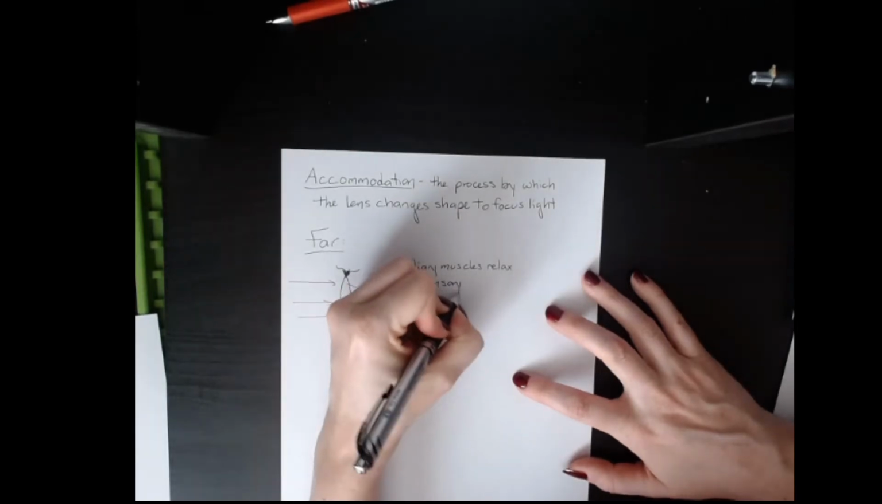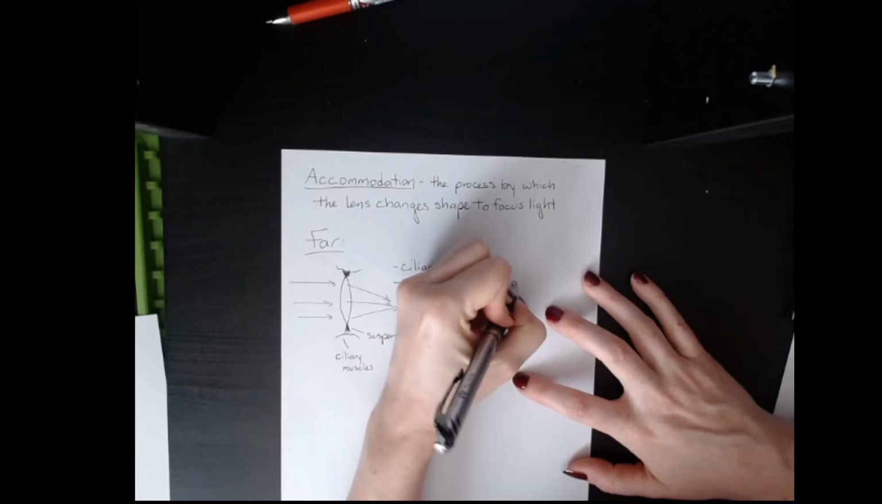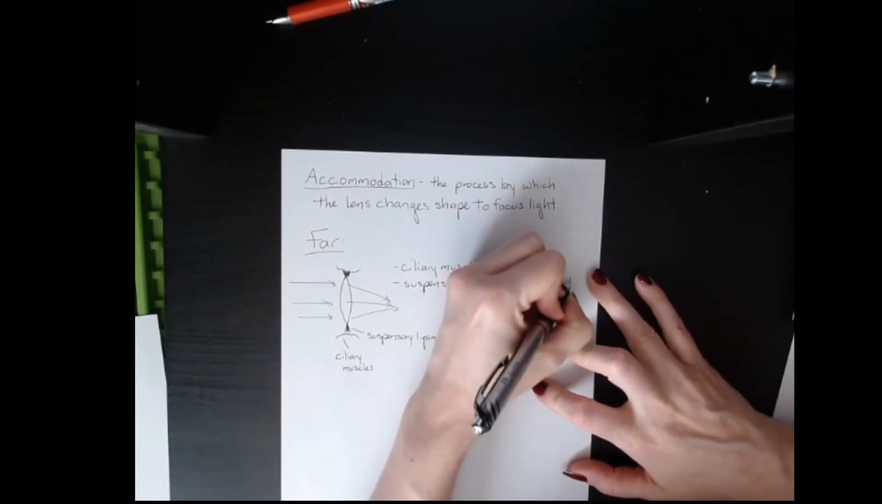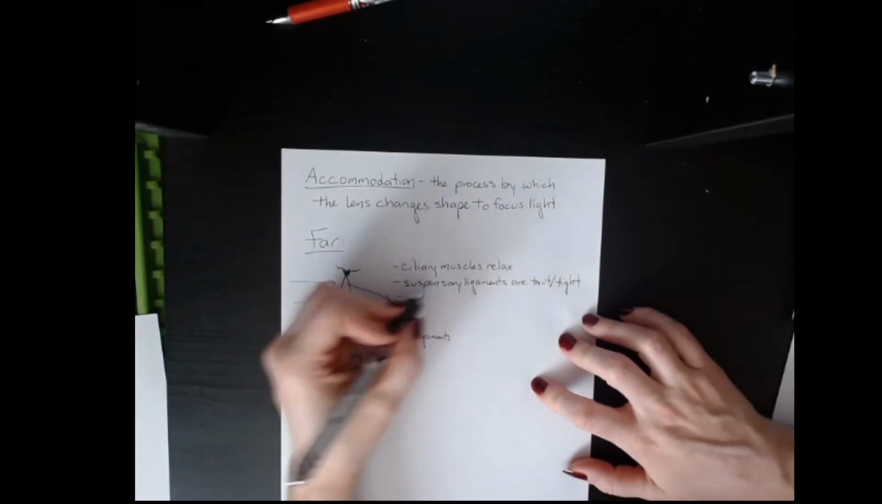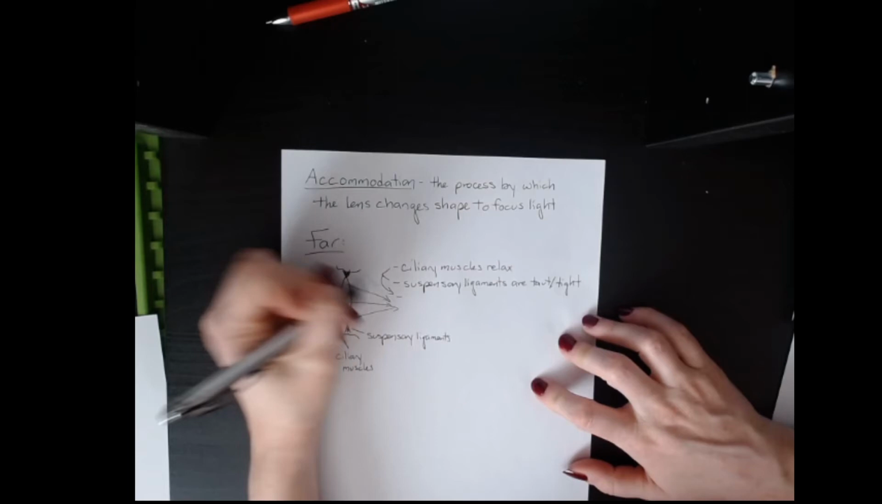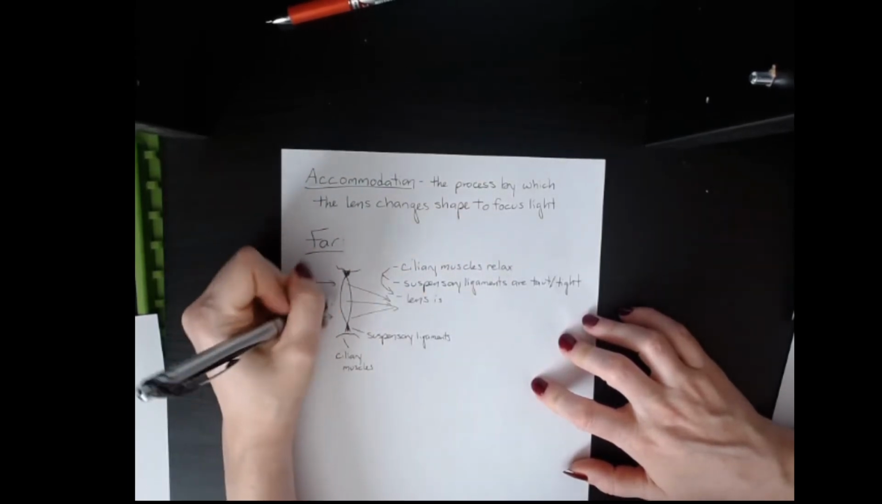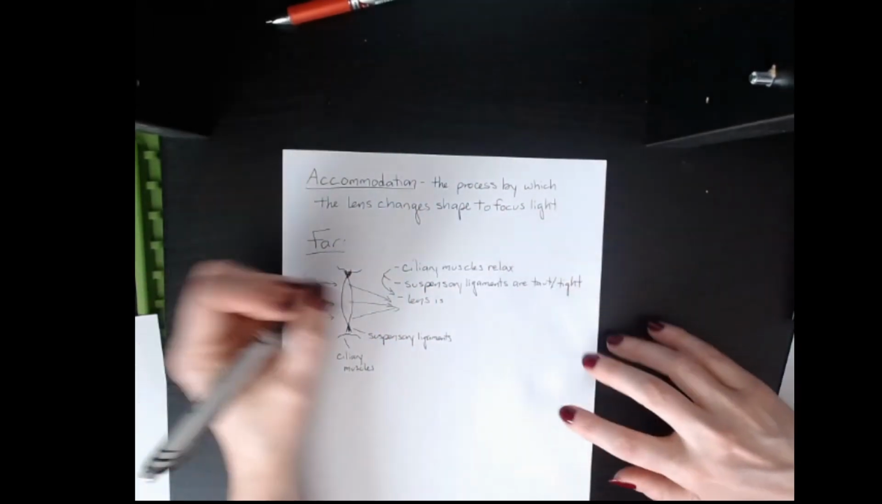So the suspensory ligaments, I would say are taut. If you don't like that word or you don't know that word, you can just say they're tight. That's okay. All right. And as a result, because of these things, the resulting effect is that the lens is thinner, right? So you can see it's not super fat right here. I've drawn it fairly thin.